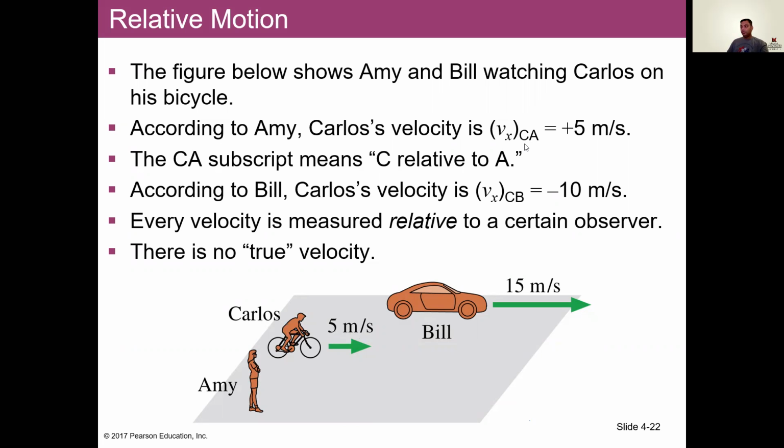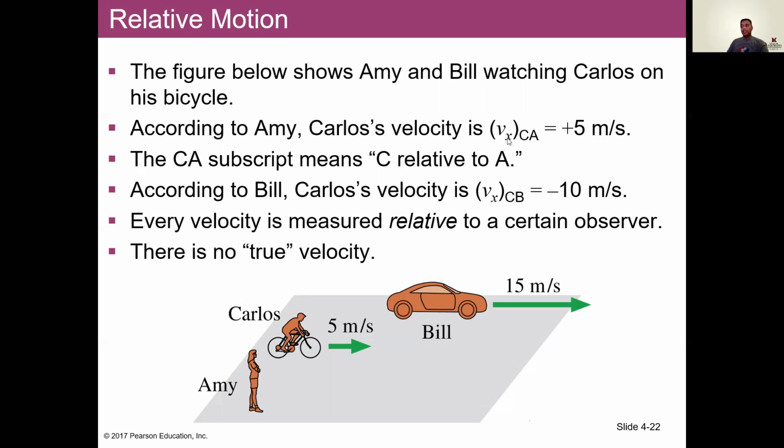Okay, so the first one is the person or the object of which you are specifying the velocity, right? So you are looking at Carlos's velocity, so C comes first, and then the next symbol that you're writing comes from who is watching. In this case, Amy is watching, so your velocity is going to be called VCA.